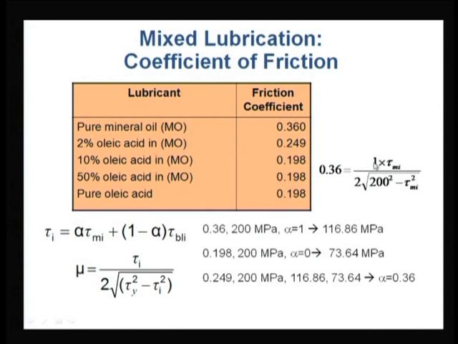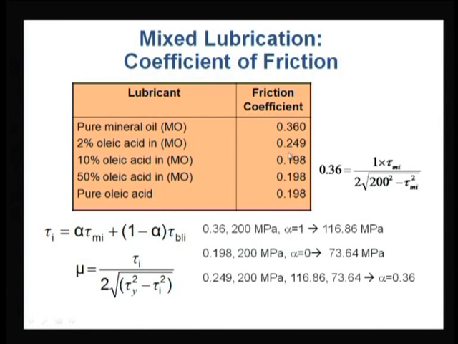I will just repeat it. In the third case, when the coefficient of friction is 0.249, substitute 0.249. Tau I is not known to us, so express tau I in terms of mu, or in terms of tau I and mu, or directly interpret the result, and substitute tau I over here. We already know tau m I, which came out to be 116.86, and tau B L I, which came out to be 73.64. Substituting these values, I can figure out the value of alpha.